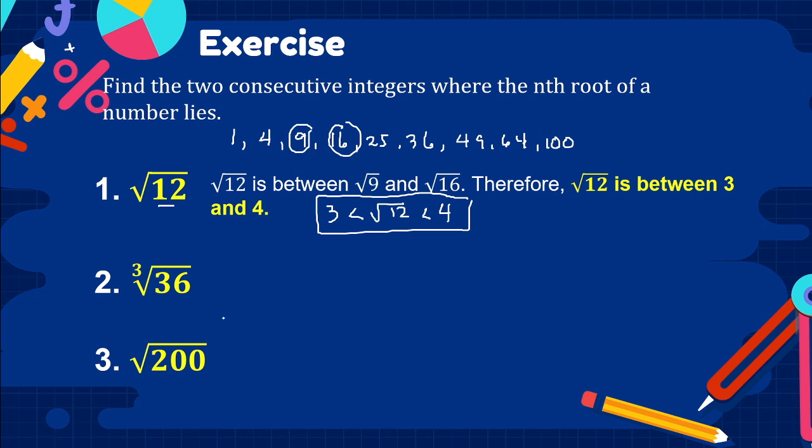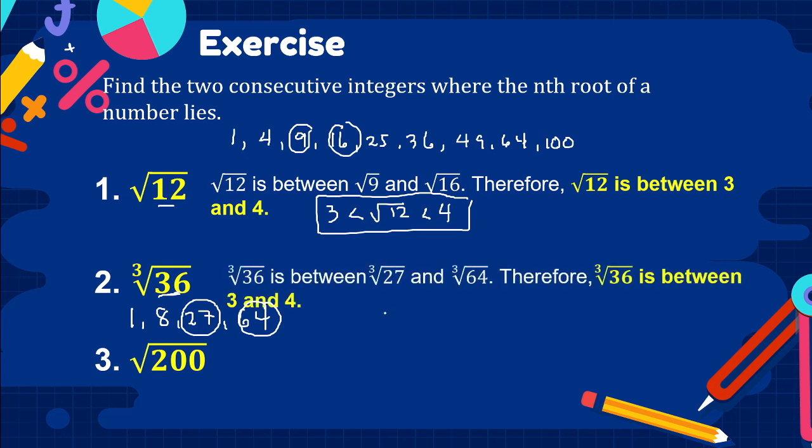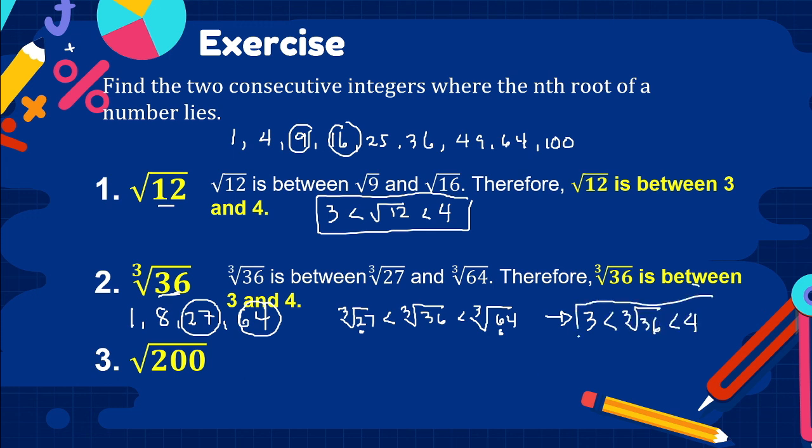Okay, number 2, cube root of 36. What are the perfect cubes? 1, 8, 27, 64. So 36 is close to 27 and 64. That means it is in between cube root of 27 and cube root of 64. So we can say that cube root of 36 is greater than cube root of 27 but less than cube root of 64. Cube root of 27 is 3, cube root of 64 is 4. So it is in the middle. So this is now the answer.